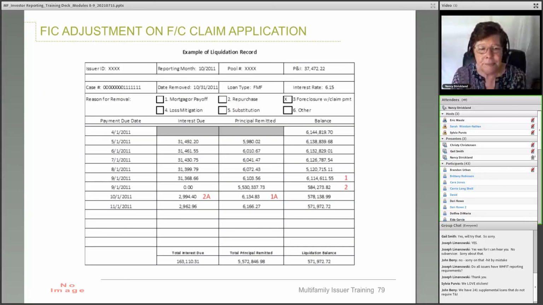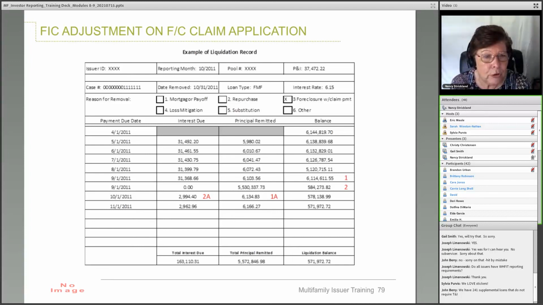Now this is the liquidation schedule, and it has the numbers 1, 2, 2A, 1A, and it will go back into the procedures and tell you what will report on each line. As you can see, let me make this bigger, I'm sorry. We have a payment due date of 8/1, and then we have a 9/1 with the schedule information. After the 9/1 payment, they applied the foreclosure claim funds that were received and kept the loan in the pool. At that point, the FIC was recalculated.